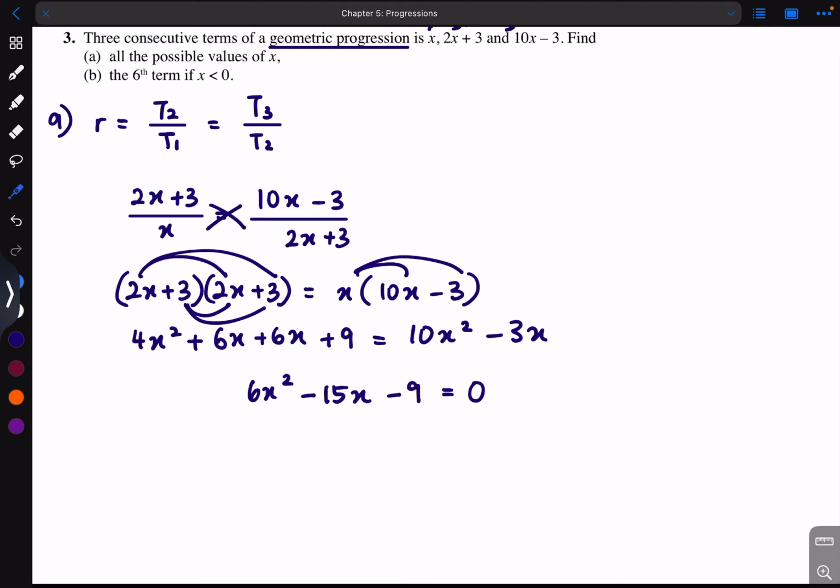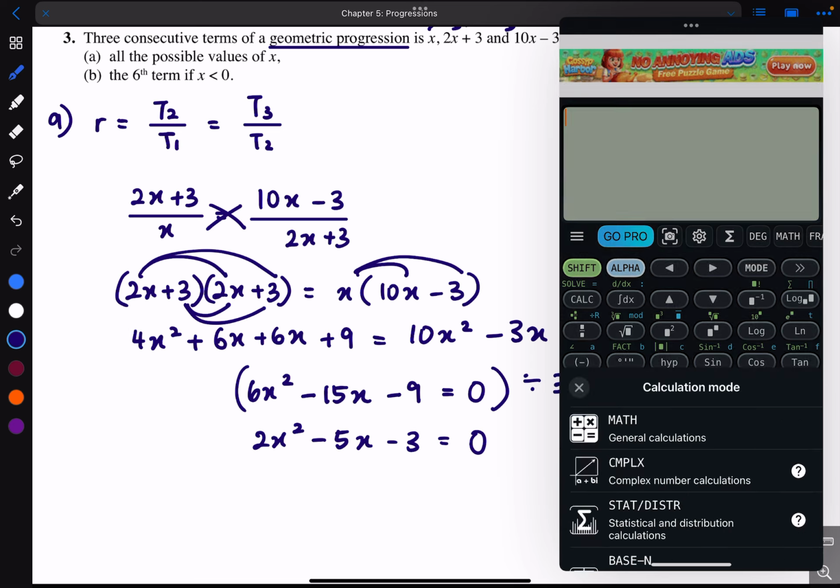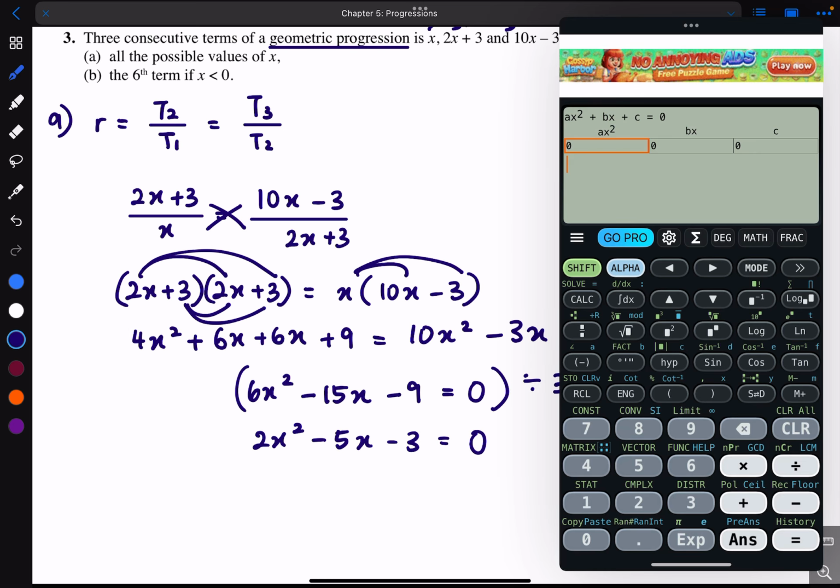Right, now this whole thing we can divide it by 3. So we get 2x square minus 5x minus 3 is 0. Then we factorize this. So a is 2, b is negative 5, c is negative 3.